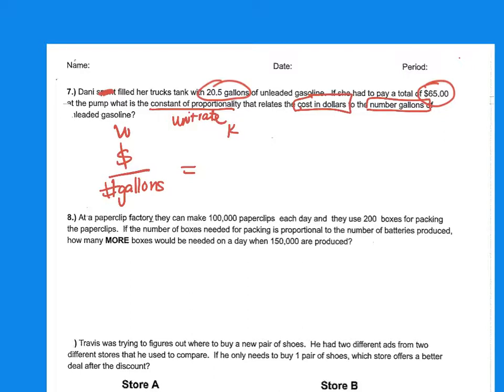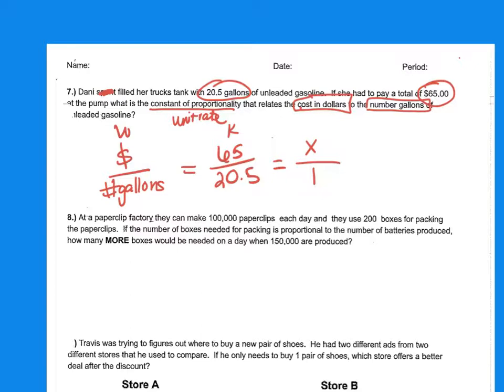Then what do we know? What information do they give us? $65 and then 20.5 gallons. Good. And when it says constant of proportionality, that's really just unit rate. So we're looking for the price of 1 gallon, because anytime you're talking about money, you're looking for the price of 1. So we're just dividing.